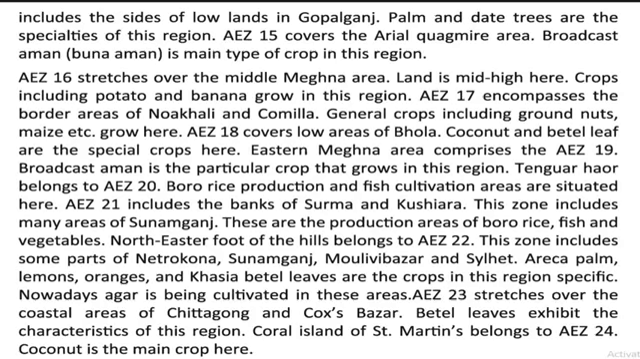And Boro rice production and fish cultivation areas are situated here. Agroecological zone 20 consists of the Tangua Haor, and from here we can produce Boro rice and fish also. Agroecological zone 20 includes the banks of the Surma and Kushiara. This zone includes the main area of Sunamganj. And this is a production area of Boro rice and fish and vegetables, and the northeastern part of the hilly region.